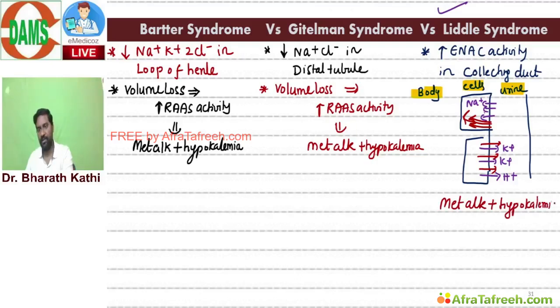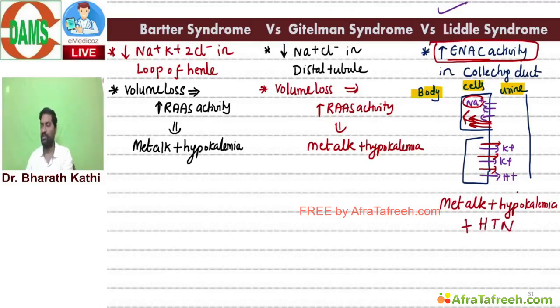Hypokalemia. So there will be metabolic alkalosis and hypokalemia. Now a normal person usually takes only 3 sodium. Now a person with Liddle syndrome is taking 6 sodium. When 6 sodium are taken, along with that excess water is also taken. So this patient will also develop hypertension. So it is an unregulated sodium reabsorption.